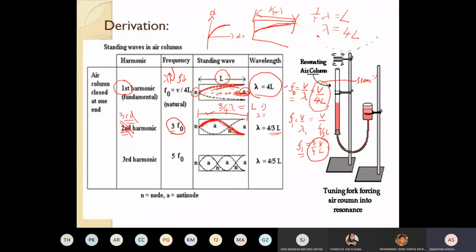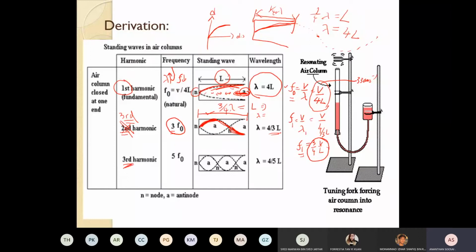Okay, so that's a mistake here. This is not the second harmonic. Second harmonic means the frequency must be twice the fundamental. This frequency is 3 times the fundamental. Can you correct the third one for me now? This one should be what harmonic?